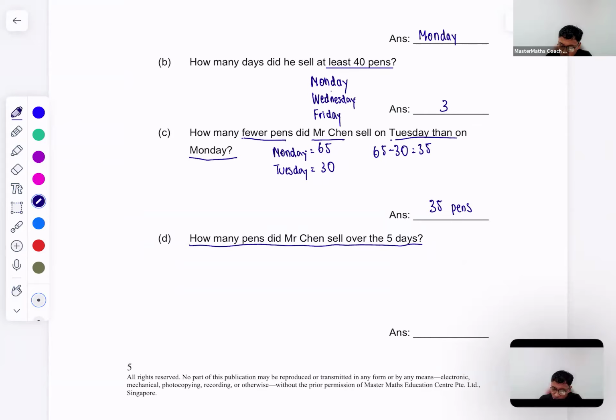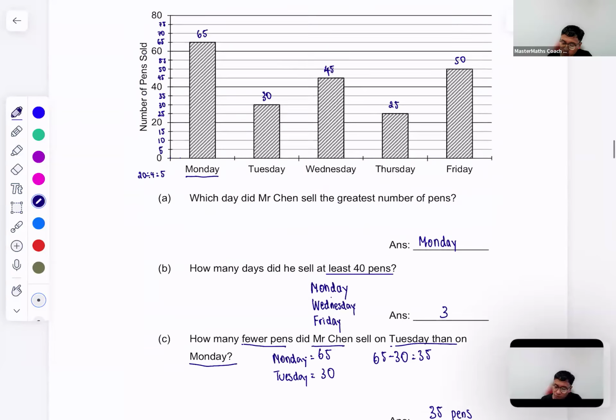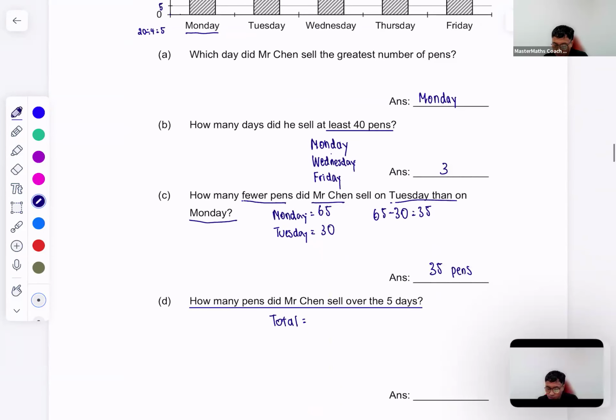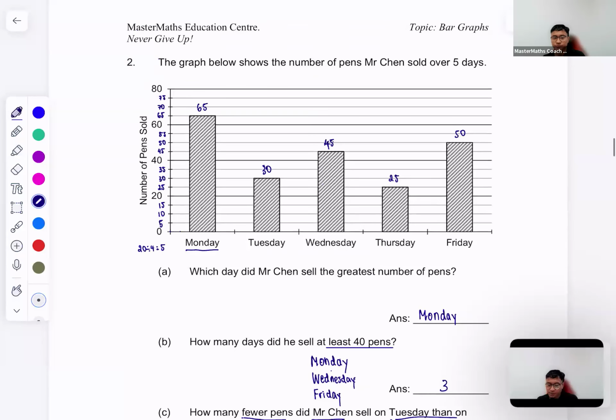Okay, then the question asks, how many pens did Mr. Chen sell over 5 days? So this means total. Okay, I'm going to give you 1 minute to try. Total means you have to add Monday plus Tuesday plus Wednesday. That means I need to add all the numbers. Correct. That is total. Okay, can you help me?